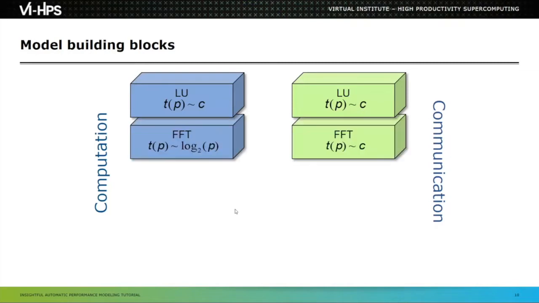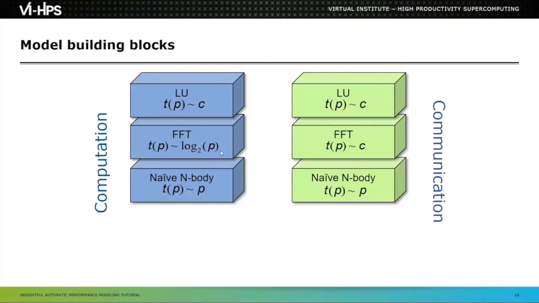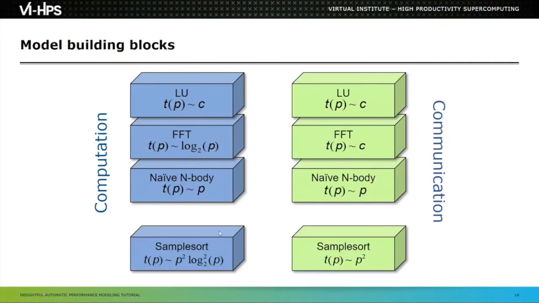Therefore, we have a few different ones of these. We have a classic constant building block, so it's just a constant value. Then we have a logarithm with a parameter, for example the number of processes, the p in this case. And then we have a polynomial. And then, of course, we can have a combination of all of these.